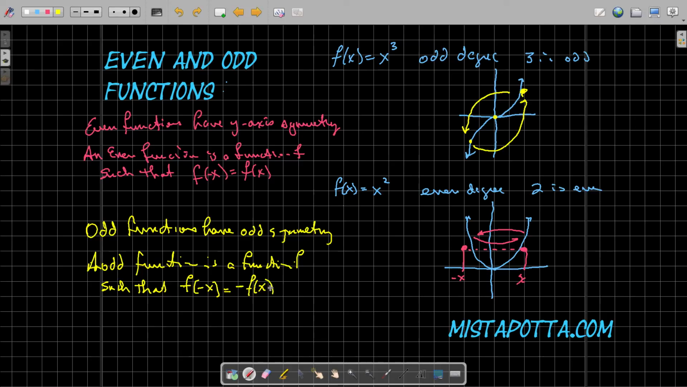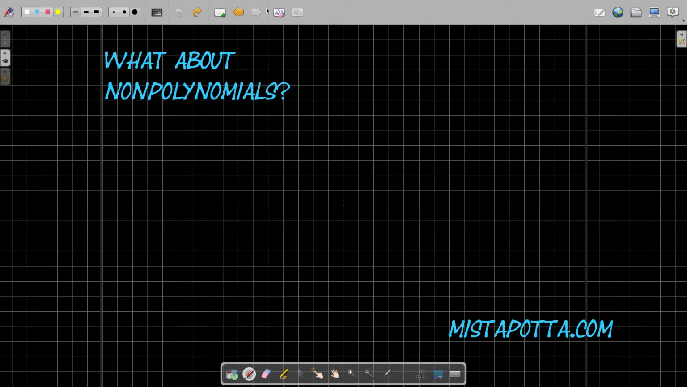Polynomials are real easy to figure out because if I have an even degree, then I'm an even function. If I have an odd degree, then I have an odd function. The question is, what about all these other parent functions that we've been talking about? Because we've introduced this concept of all these different parent functions. So let's start with something like f of x being the absolute value of x.